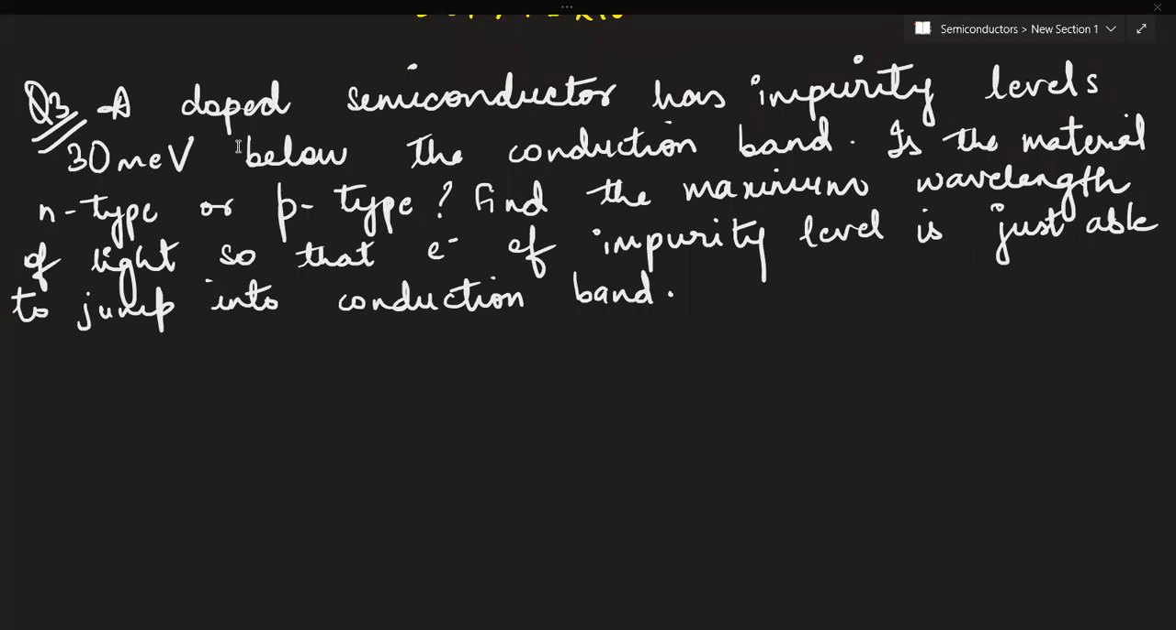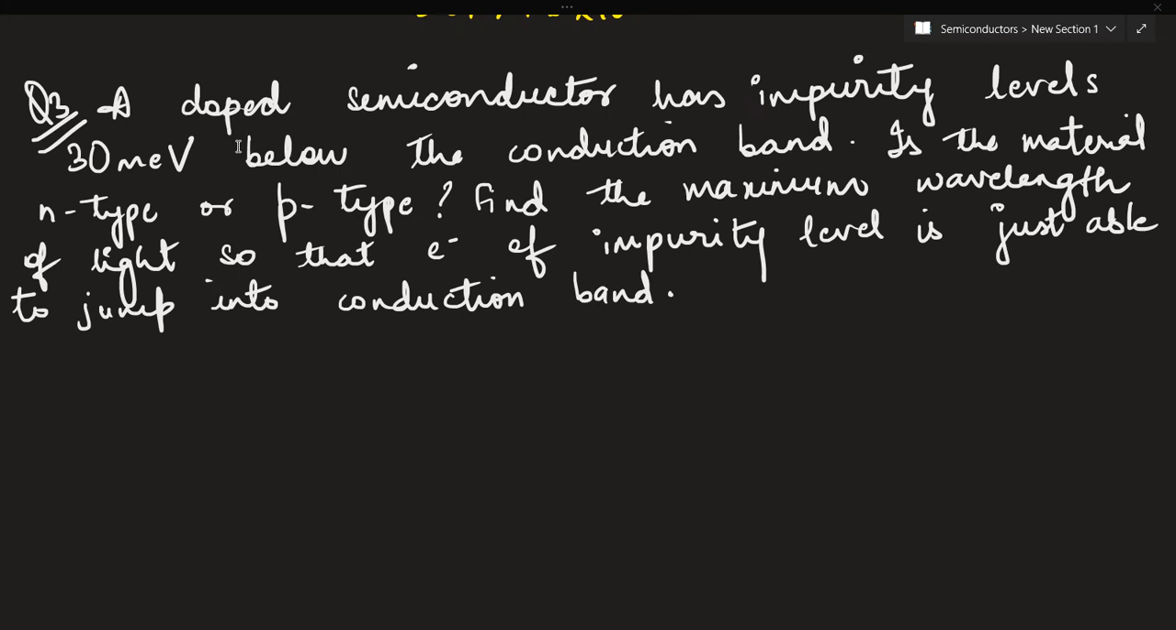Yes, Mariam, N type. But what's the reason for it being N type? Because it is said that it is below the conduction band, so it has more holes. More holes? Then it is a P type. I mean, it has more electrons. Yeah, electrons. See, excitation of electrons from the impurity level to the conduction band increases the electron density in the conduction band. So as the electrons are the majority carriers, that's why the material is of N type.